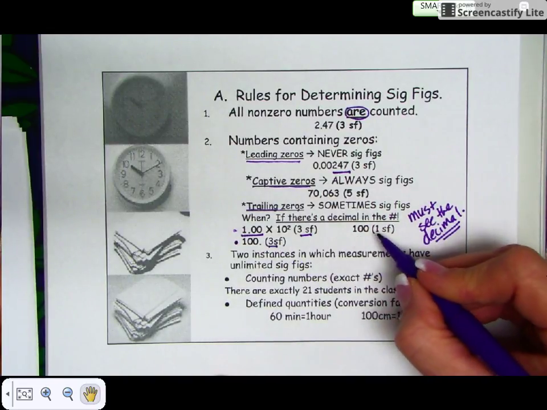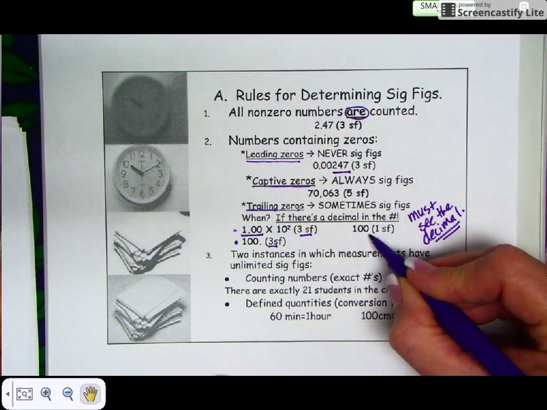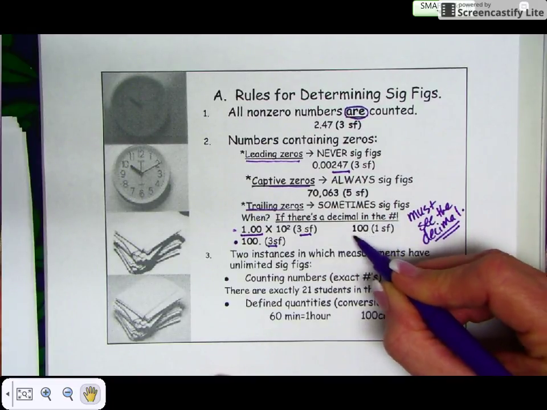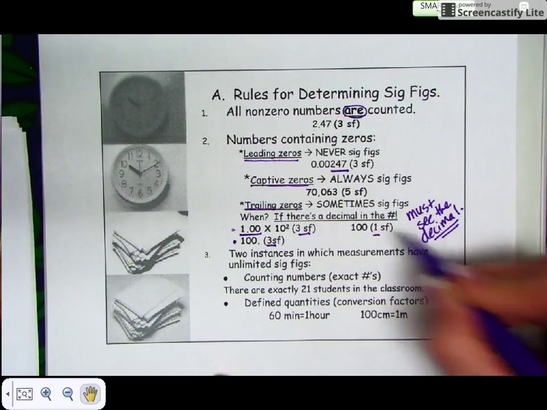Finally, if you have the number 100 with no decimal point, if you don't see the decimal, you do not count the trailing zeros. So you would tell me this number, since there's not a decimal, you would only count the 1, so there's 1 significant figure.